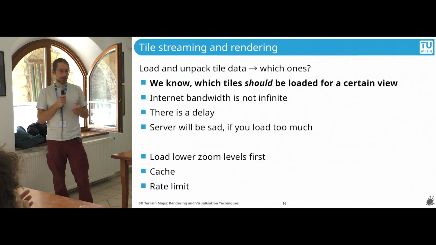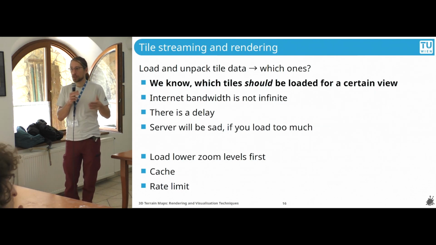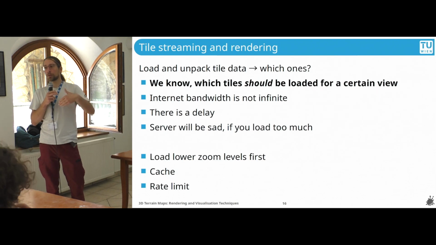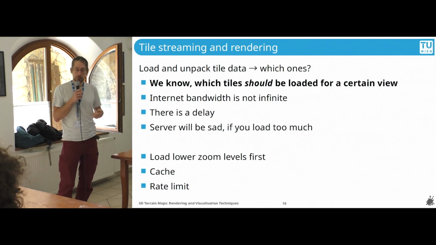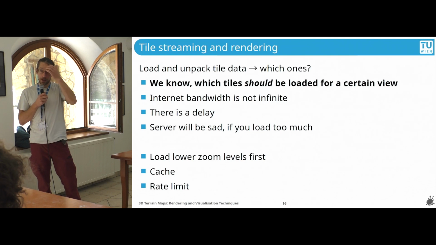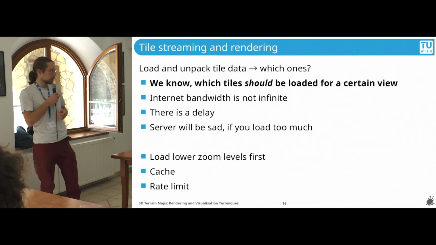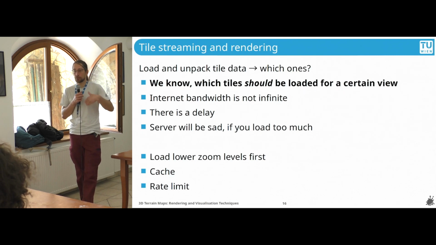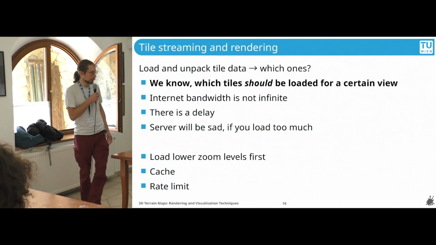This means several things. First, since we can't load everything at once, we will load lower zoom levels first so that we can display something more quickly. Then we have relatively aggressive caching, and in fact, I would say that our caching is more aggressive and nicer than, for instance, Google Earth. And then we also have a rate limit.